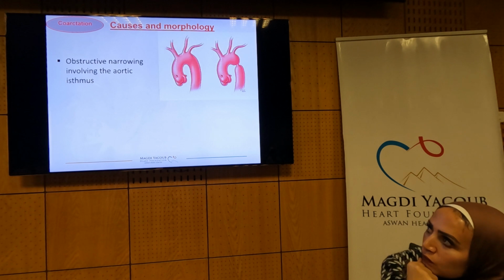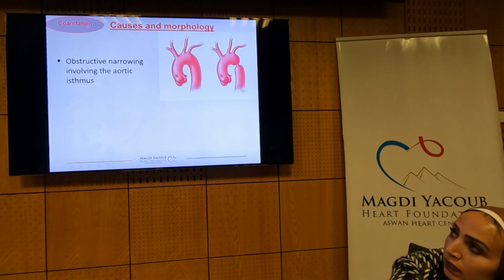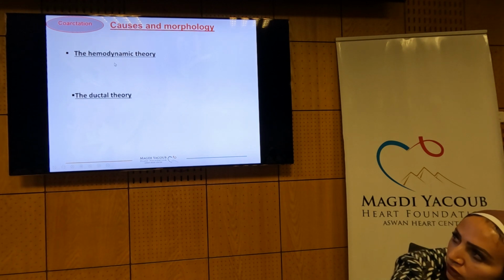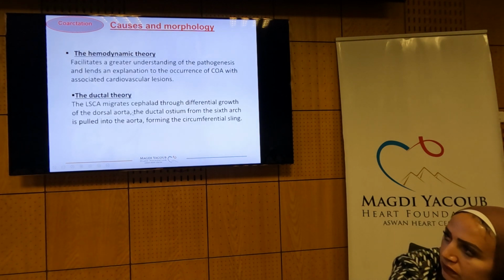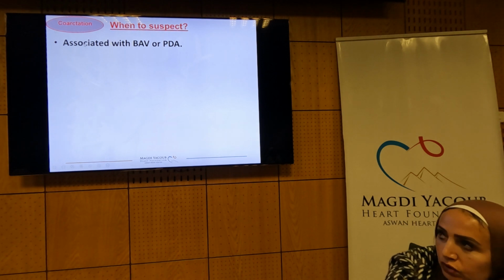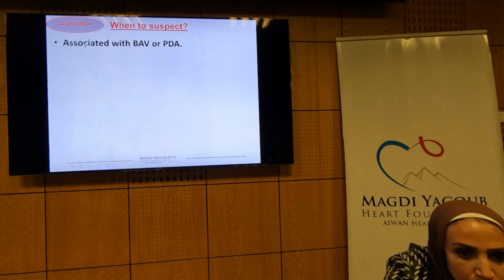So we will not go through it, but again, this is the aortic part, the hemodynamic theory and the ductal theory presented in Hatem's lecture. How can I think about aortic coarctation from the clinical point of view?